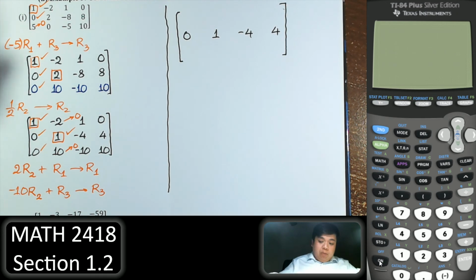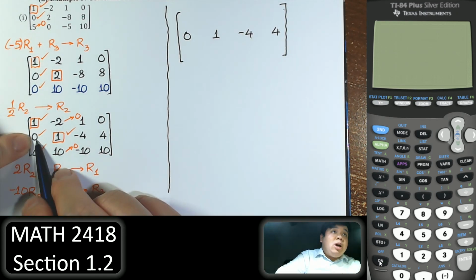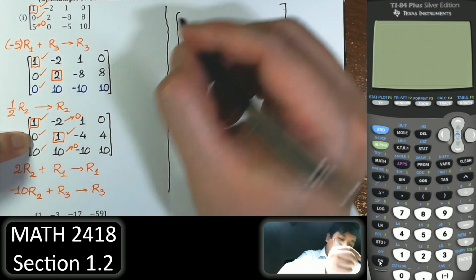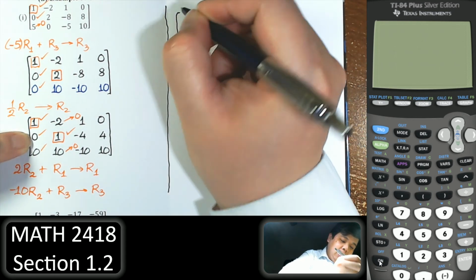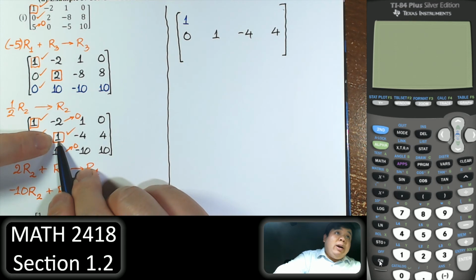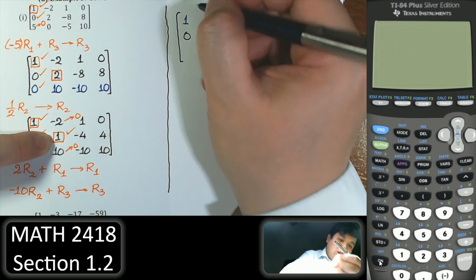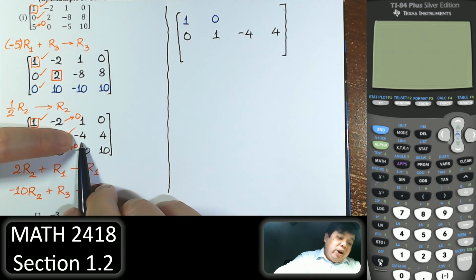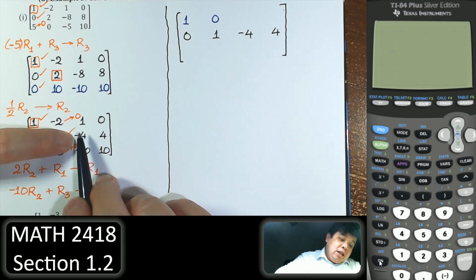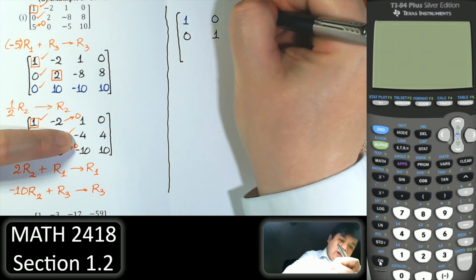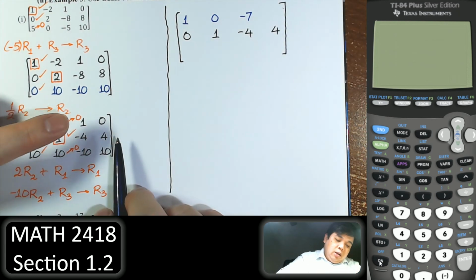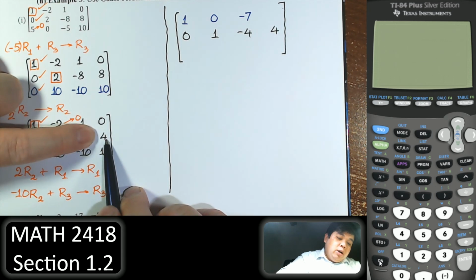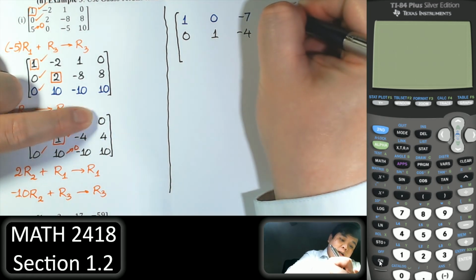Right, now 2 times row 2. 2 times 0 is 0, plus 1. 2 times 0, 1, 2, minus 2. 2 times negative 4, negative 8. Negative 8 plus 1, negative 7. 2 times 4 is 8, plus 0 is 8.